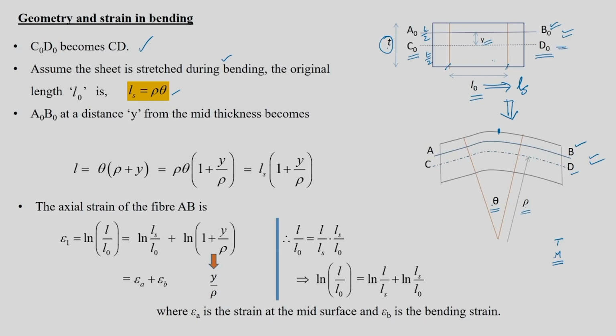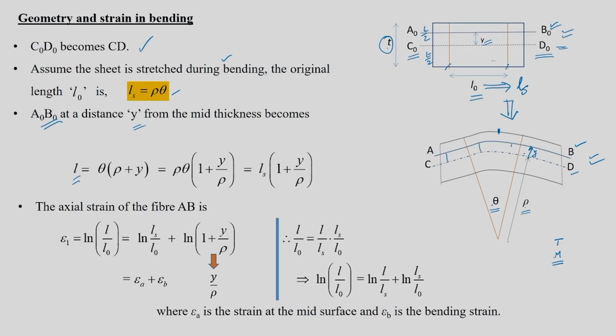Now let us pick up a line or fiber which is y distance away from C naught D naught, that is A naught B naught. Let us consider A naught B naught at a distance y from the mid thickness, and see what will happen to its length. I am going to call it L, which is nothing but rho plus this y part, assuming that this y remains the same everywhere.